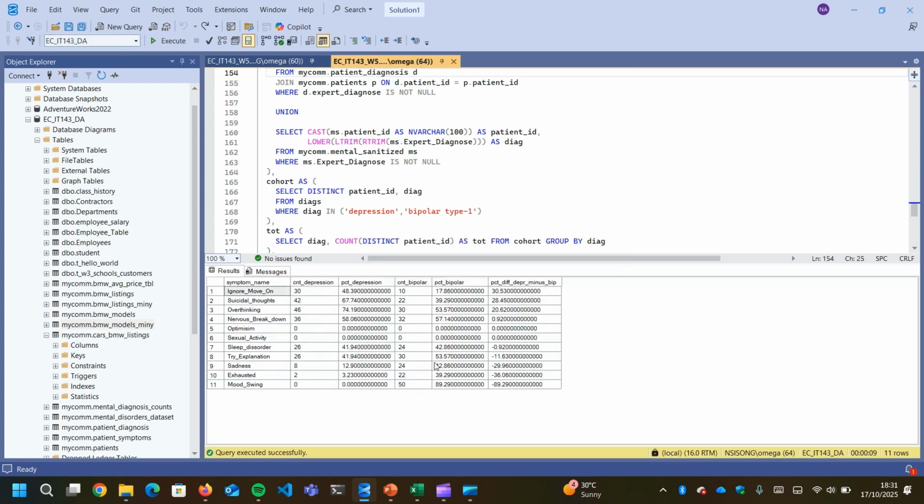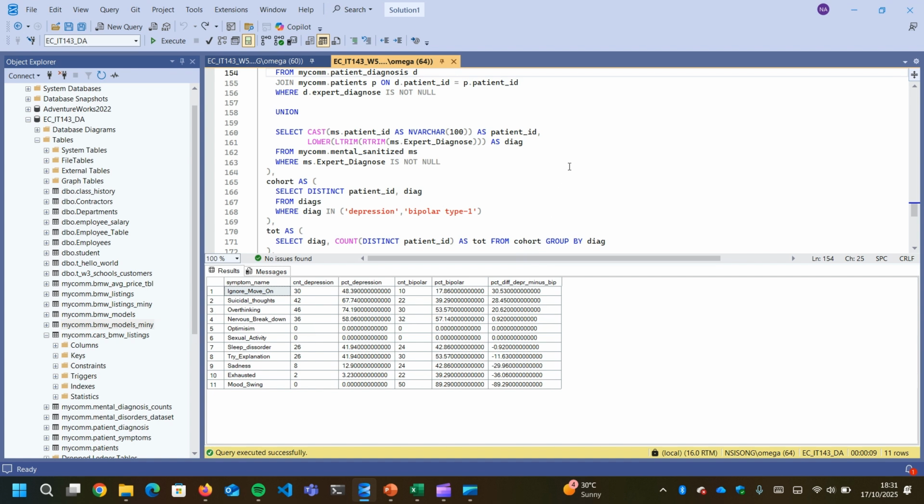So this is it. This column here, percent difference, depression minus bipolar, shows which symptoms distinguish depression from bipolar type 1, which is valuable for differential diagnosis and targeted intervention.